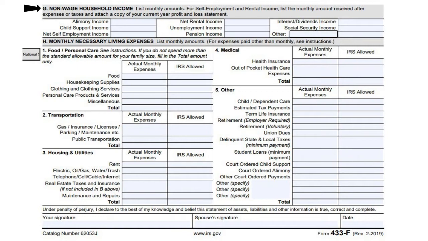And the final line here is line H, monthly necessary living expenses. So again, here you give the IRS an idea about your cost of living. So we're speaking about things like food, transportation, housing and utilities, medical, and others. So this can be anything around your children or just to maintain a livable household.